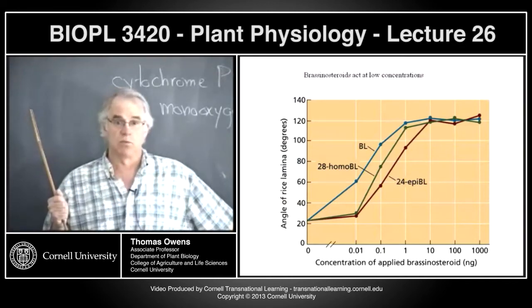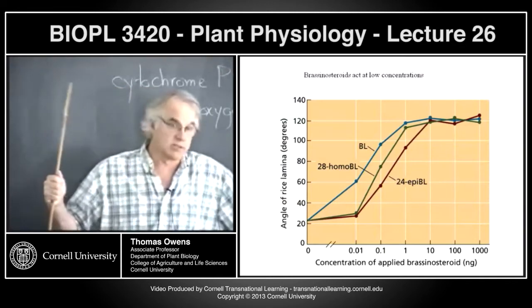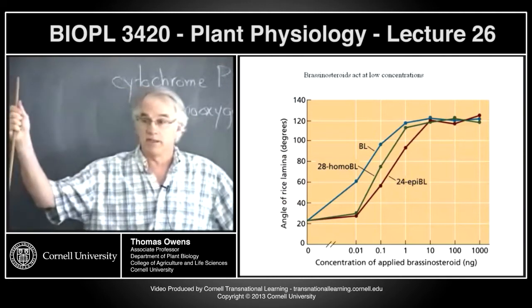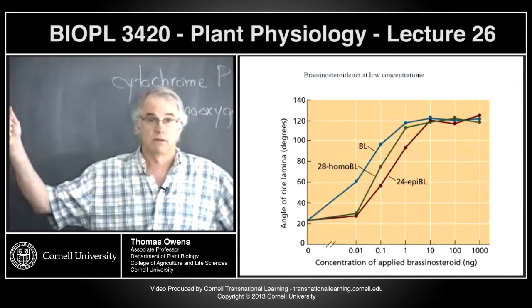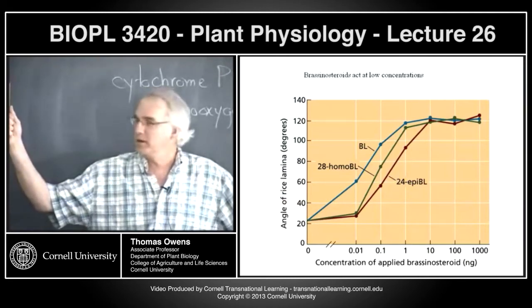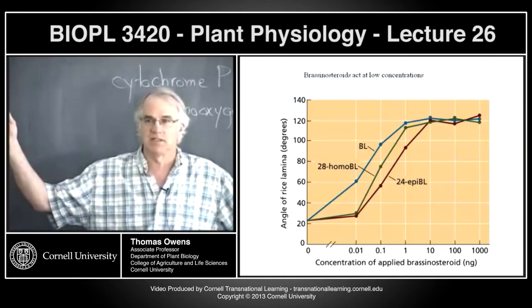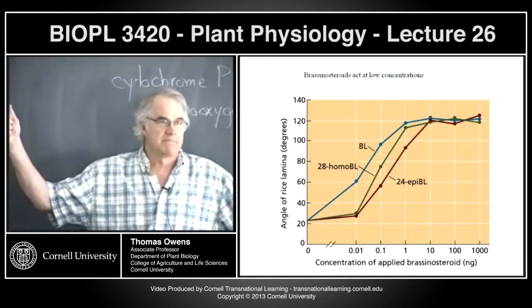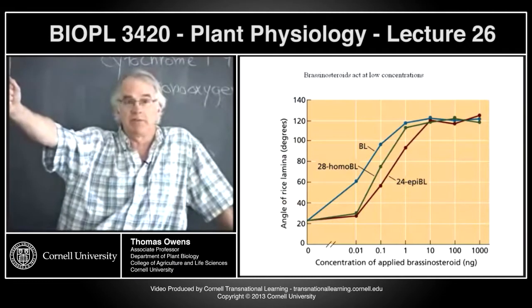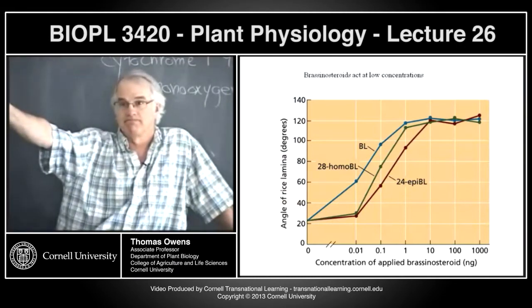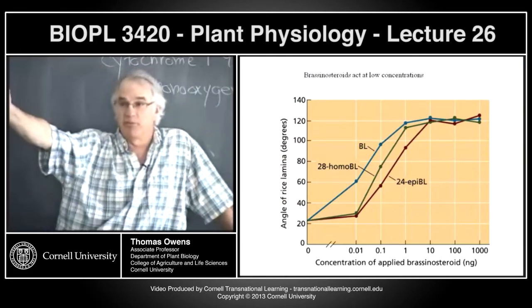Why is this? What must be different about brassin steroids compared to auxins or cytokinins that would account for this? How about you, Patrick? What would account for the difference in the sensitivity? No? James? More receptors? Will more receptors make it more sensitive? Mike? Yeah, different binding affinities, right?